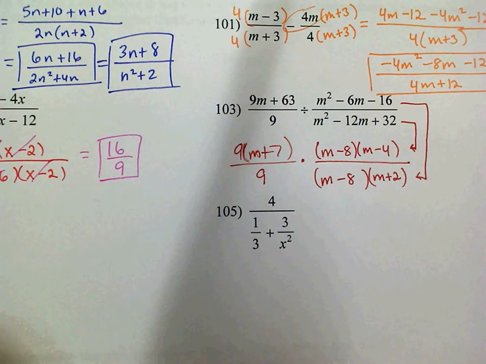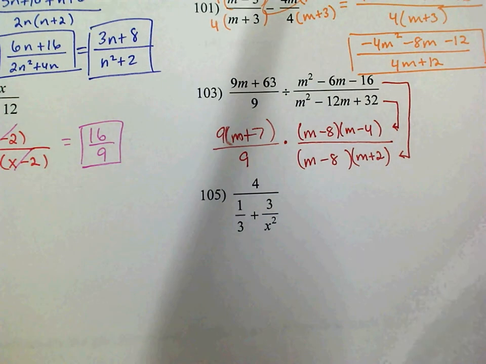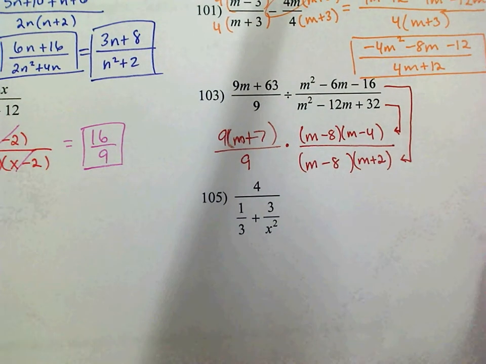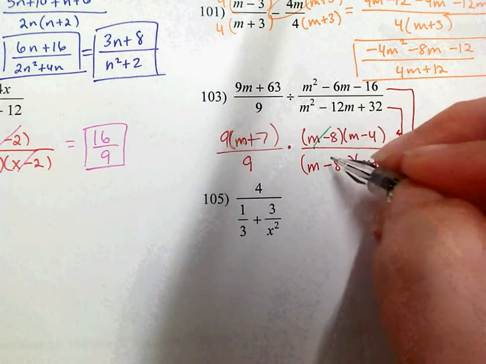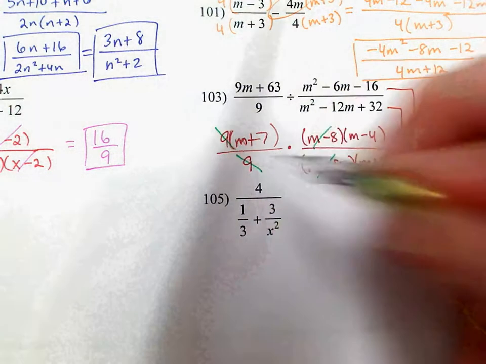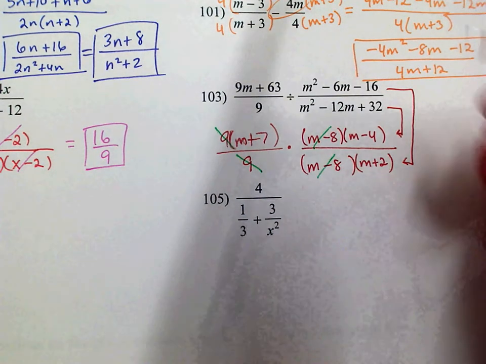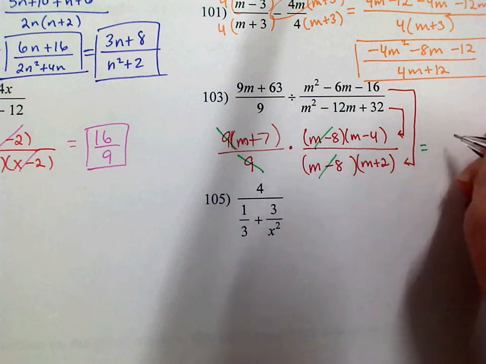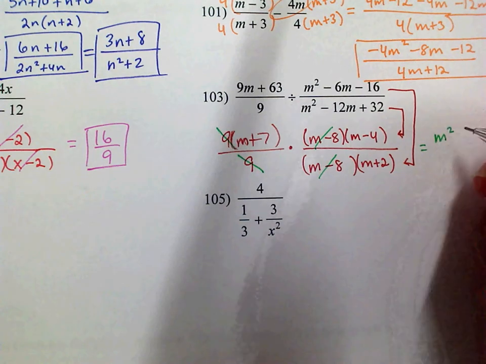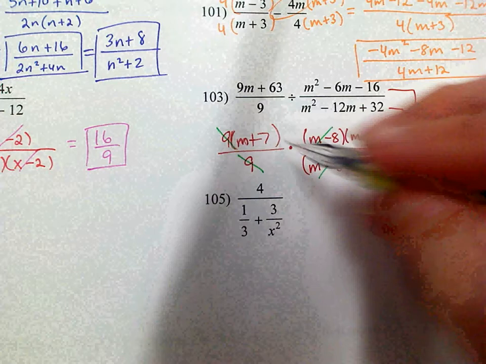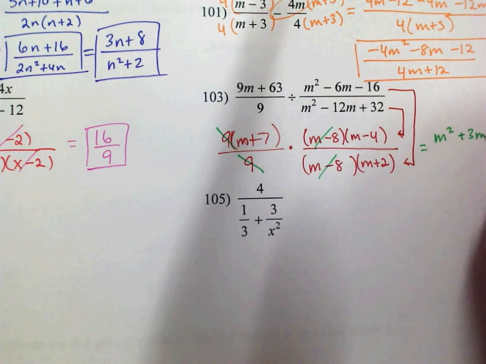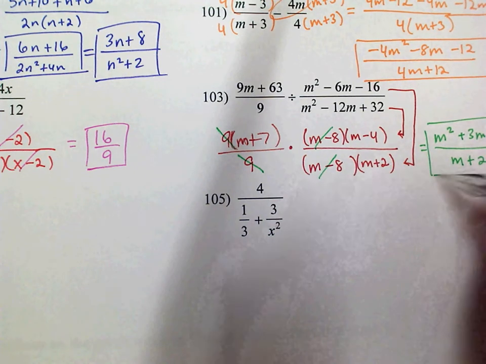So as far as simplifying goes, the m minus 8s can go away, the 9s can go away, and that's it, yeah? So I'm going to multiply those out in the top. M squared minus 4m plus 7m is plus 3m, and then minus 28, divided by m plus 2. And that is my final answer.